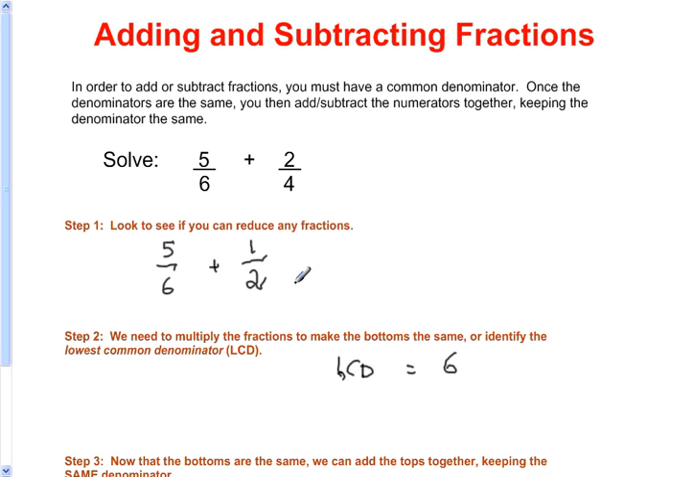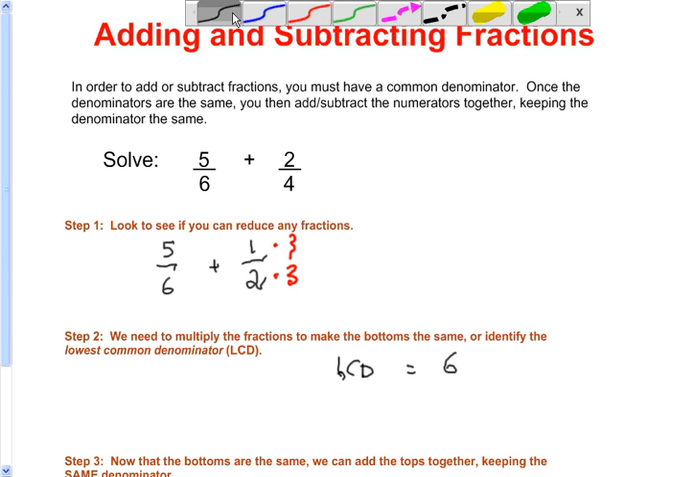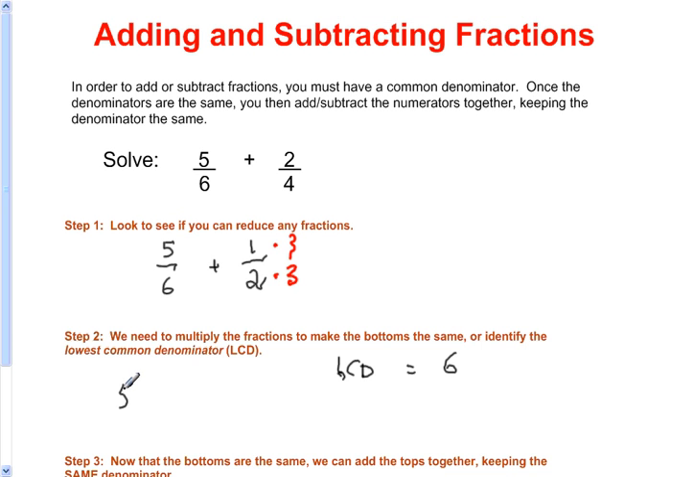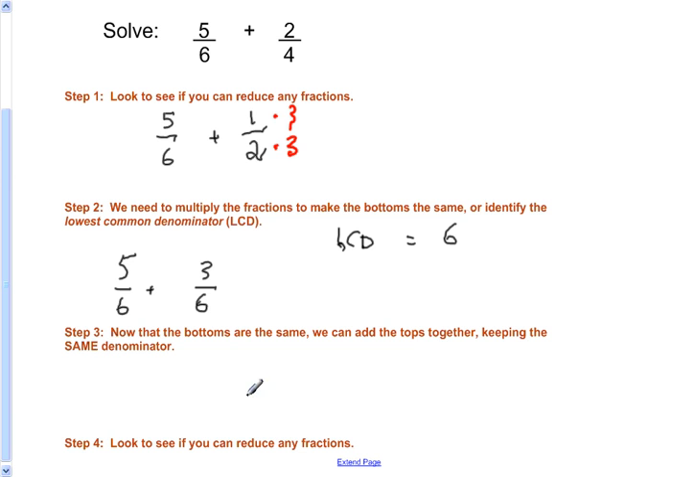So we need the bottom of this to be 6. It already is 6. We need the denominator over here to be 6, so we need to multiply by 3. Now we can't just multiply the top by 3 without the bottom, and the bottom without the top. We got to do the same to both. And that's going to leave us with 5 over 6. We haven't done anything to that. Plus, if we multiply the numerator here, 1 times 3 is 3. Multiply the denominator, 2 times 3 is 6. And now we have the denominators the same. When the denominators are the same, they have a common denominator. So I can write this as a single fraction.